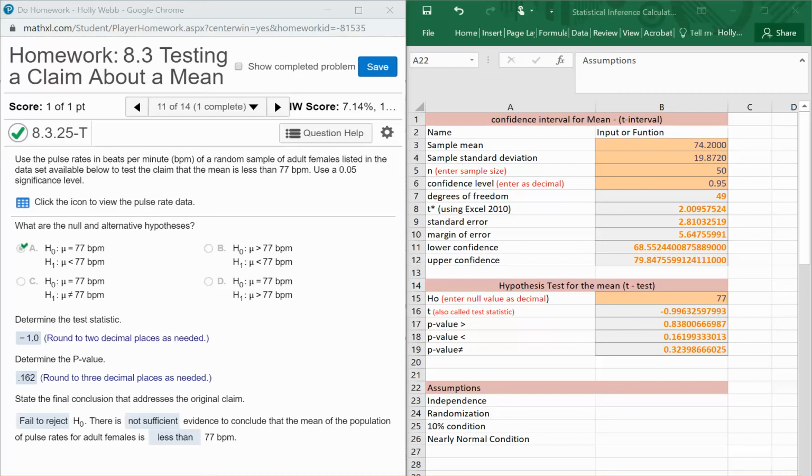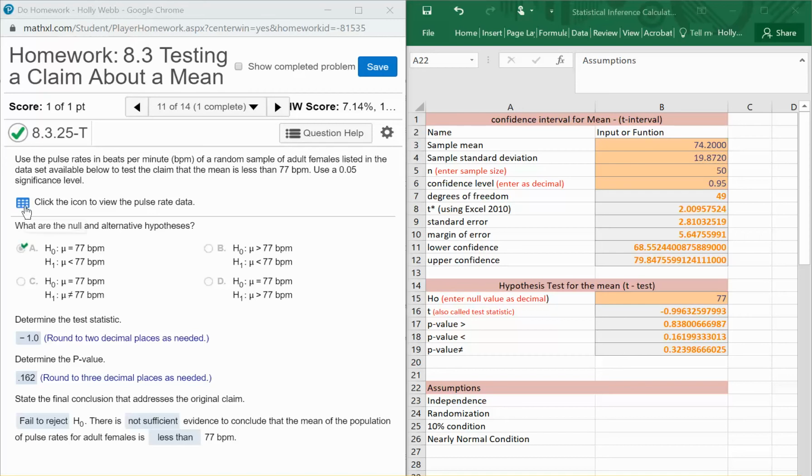But you notice what they don't give us are the things we need to put in the calculator: the sample mean, the sample standard deviation, the sample size. None of that is given. Now we do know that the claim is that the mean is less than 77, and so this is a left-tailed test. So here is our null and alternative hypothesis. But how do we find the statistics to put into the calculator?